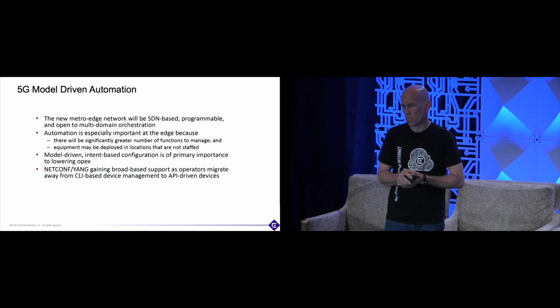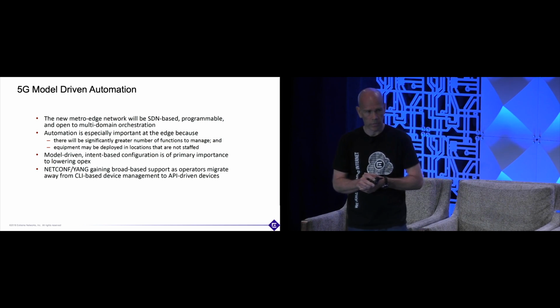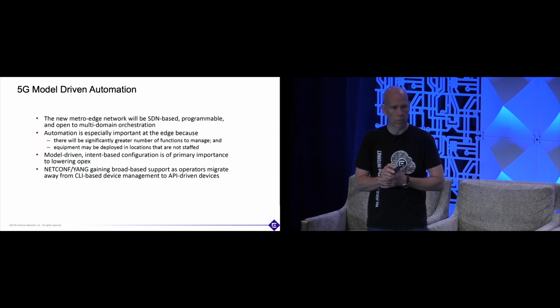So this is basically just a recap saying that 5G is model-driven automation. I already mentioned that. It's truly due to the fact that you have the edge cloud with a lot of micro data centers that you need to orchestrate and automate all that stuff. And part of the automation is based on NETCONF and YANG models, going away from CLI-based and moving into API-based.